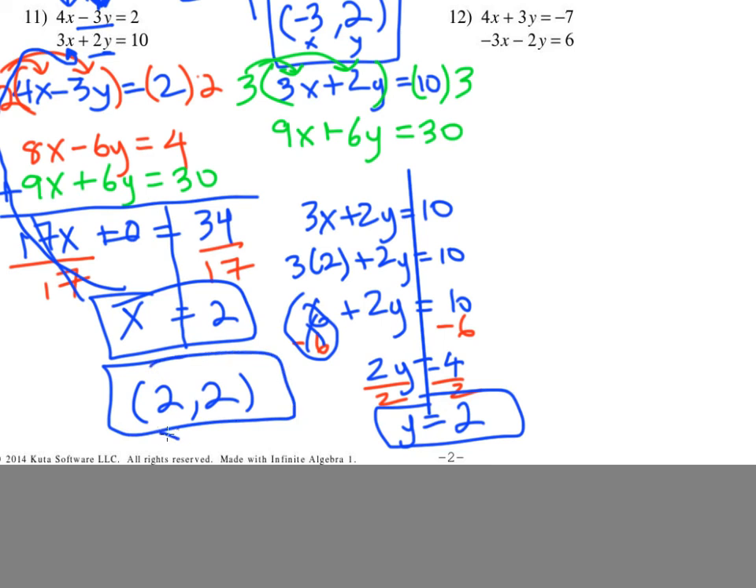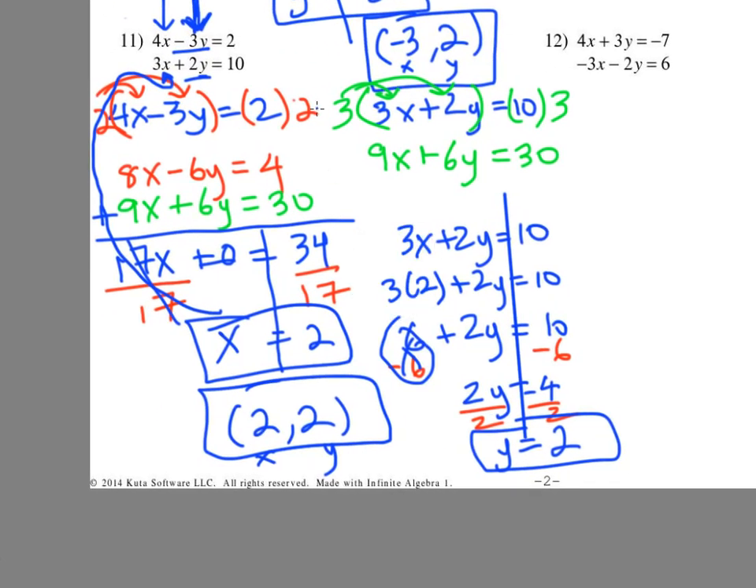That's the point that works for both. If you were to graph these, they will cross at x is 2, y is 2. And let's just check that in our head. If you plug in a 2 right here and a 2 right here, 4 times 2 is 8. 3 times 2 is 6. What is 8 minus 6? 8 minus 6 is 2. That works.